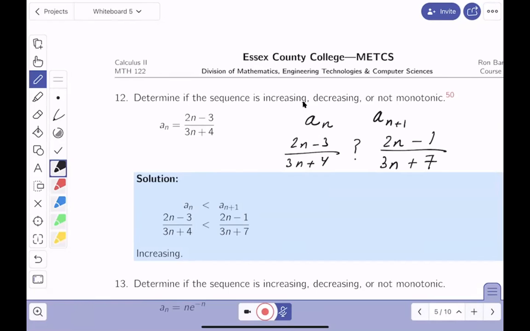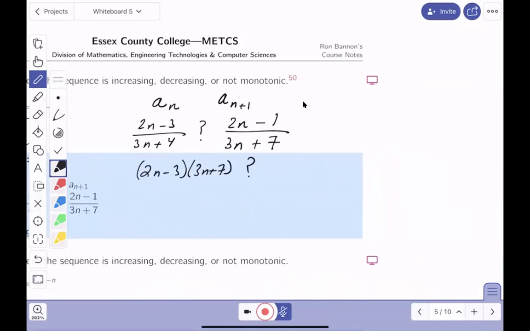There are many ways to do it, but let's take a look. I'm going to say for n greater than or equal to 2, they're all positive terms, so I have a much easier time dealing with the inequality now. So it's going to be 2n minus 3, and we'll fill in that question mark later, over 3n plus 7. This question mark is going to hold for that n, by the way. And then you can get 2n minus 1 over 3n plus 4.